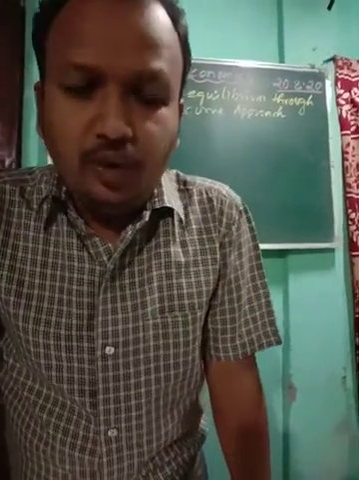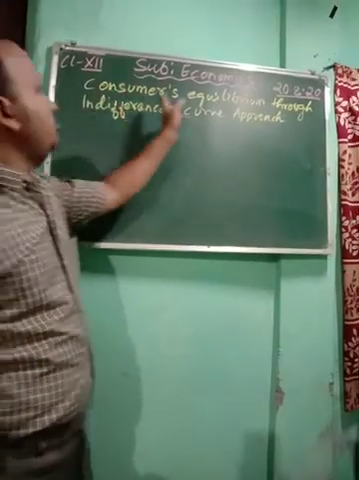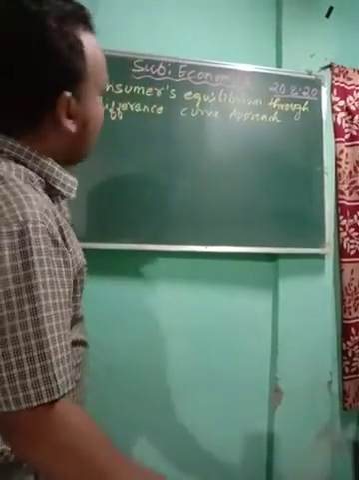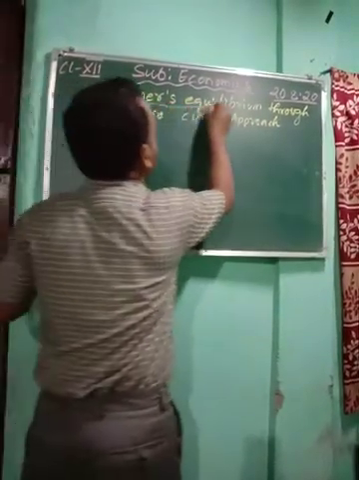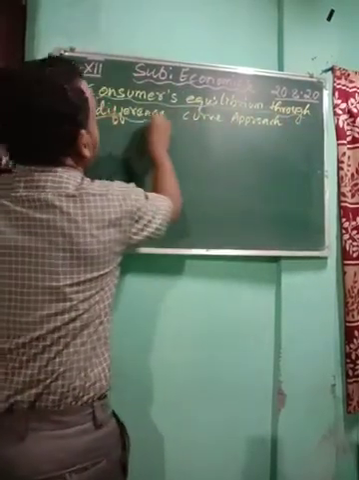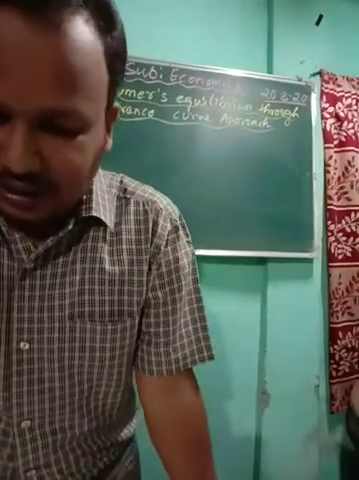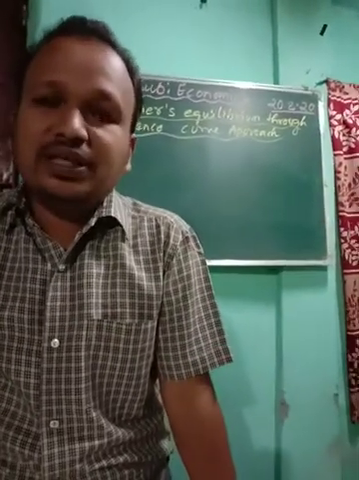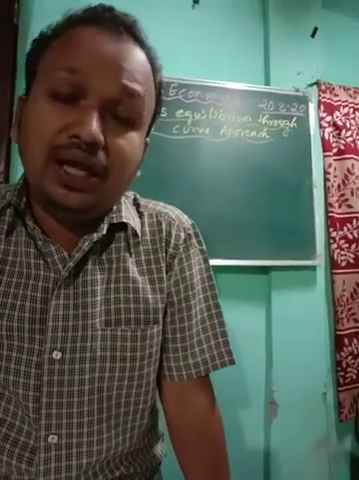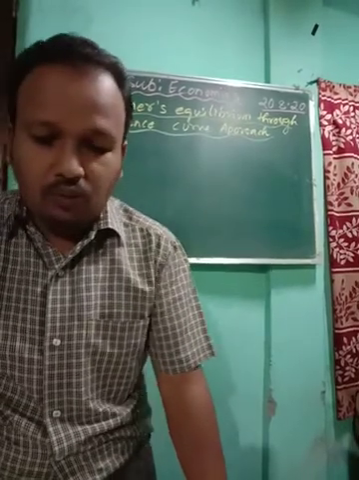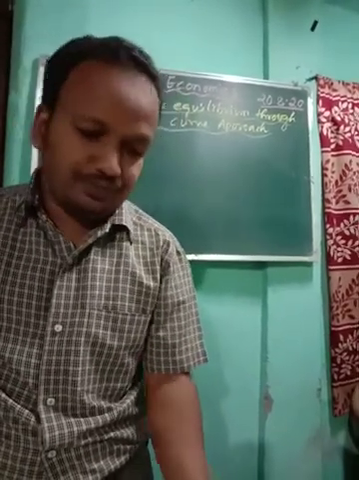Today we are going to do consumer equilibrium through the indifference curve approach. With the help of a budget line and indifference curve, we will see how a consumer is going to attain equilibrium. In what way?